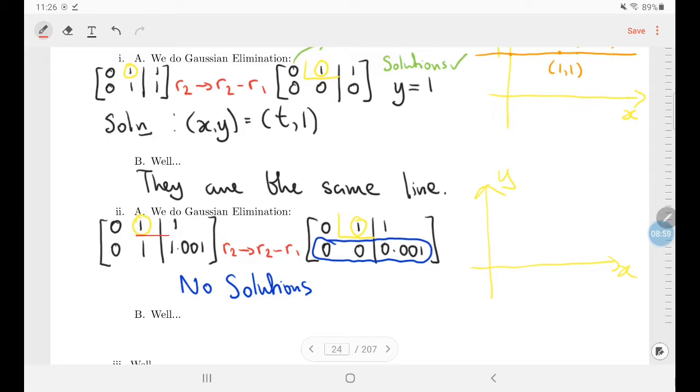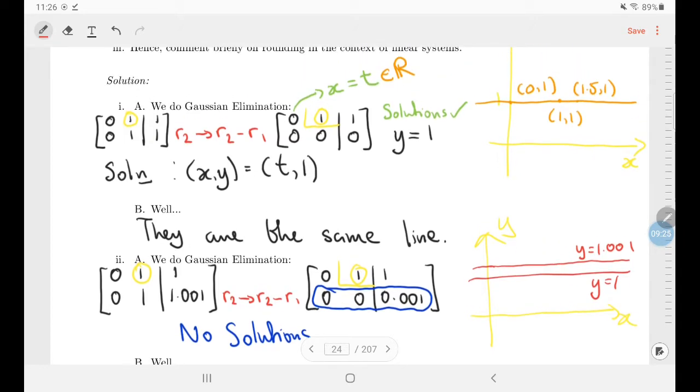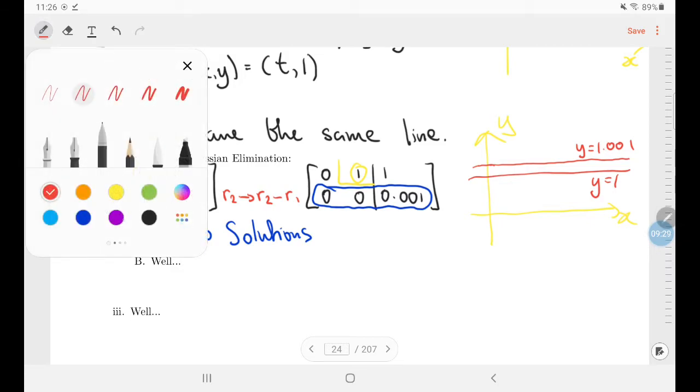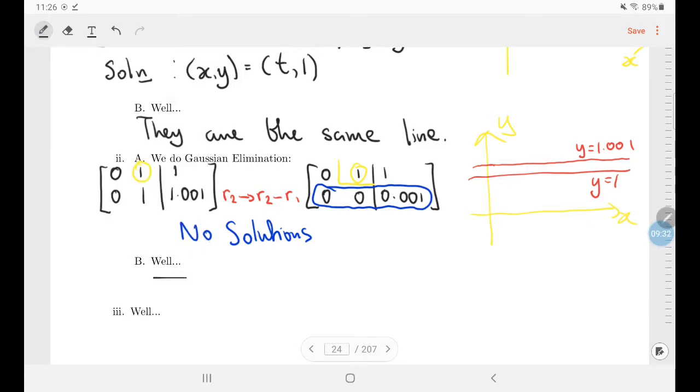This one is y equal to 1, and it's 0x, so there's no slope. This is y equal to 1, that's the first one. And then, exaggerating, the second one is y equal to 1.001. I've exaggerated the difference between them. So what you see here is that there's no intersection between them because they're parallel. The second part of the question above was to explain the result geometrically. Why are there no solutions here? It's because the lines are parallel.